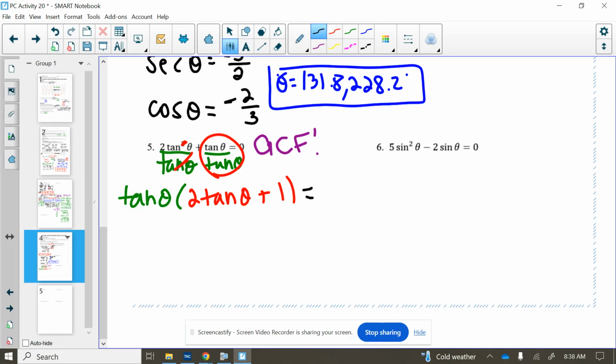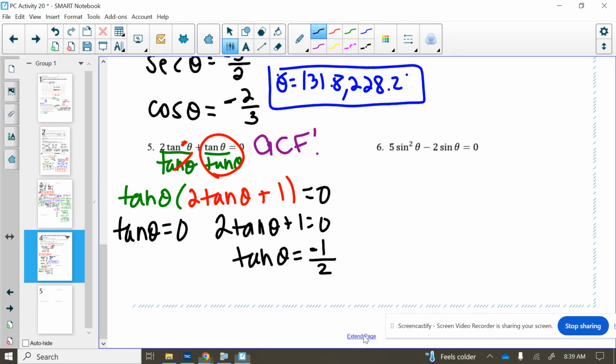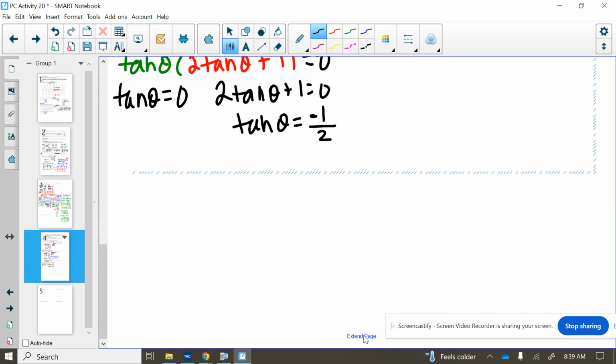From here, we now have two pieces that we can set equal to 0. Where is tangent of theta equal to 0? Where is 2 tangent theta plus 1 equal to 0? AKA, if we subtract over the 1 and divide by the 2, where is tangent equal to -1/2? Now, similar to yesterday, tangent equaling 0 is actually going to come off of our unit circle. Not everything is going to be dependent on our approximation. We know tangent is 0 at 0 degrees and officially over here at 180 degrees. So theta is going to equal 0 and 180. Those we know from the unit circle.